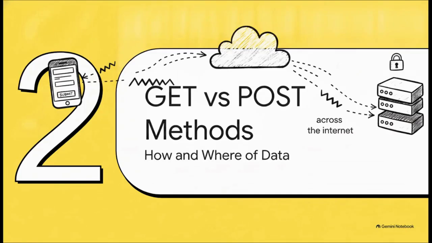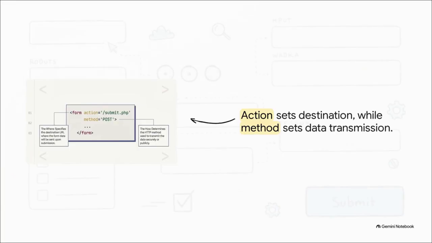Moving right along to Section 2, Get versus Post methods. This is all about the how and where of your data. Okay, so the form tag really relies on two main attributes to do the heavy lifting. First up is the action attribute. Think of this as the where. It literally tells the data the exact destination URL it needs to hit when a user clicks submit. Next is the method attribute. This is the how. It dictates the HTTP method, basically deciding whether your data travels securely or, well, very publicly.